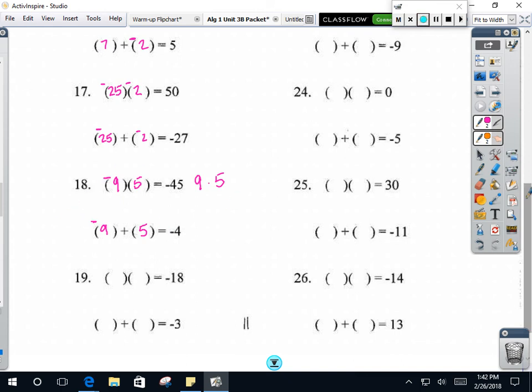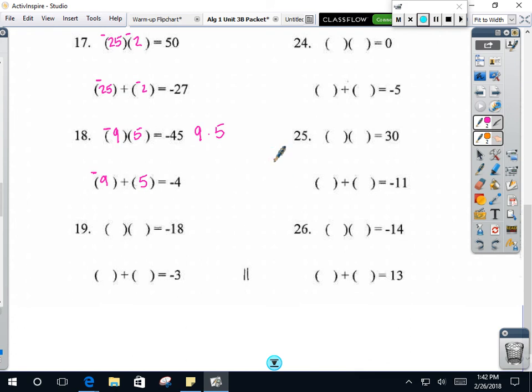All right, number 19. What are numbers that multiply to 18? Okay, now let's talk about signs. We know to multiply and get a negative, one of these has to be negative, but which one does it need to be? Negative 6, so that when you add them, you get a negative 3. Do you understand how to do this?